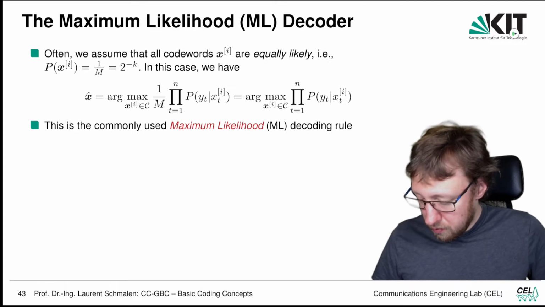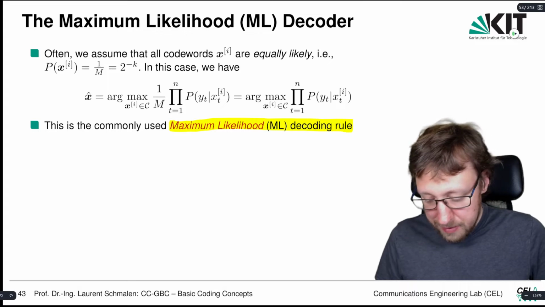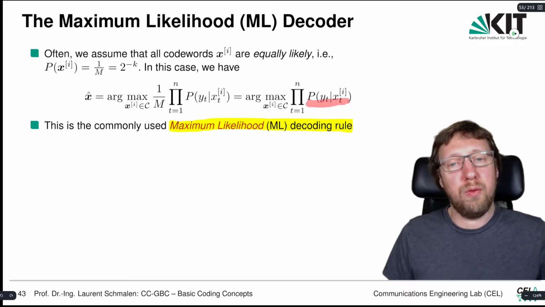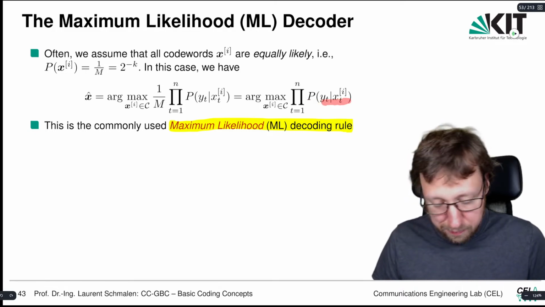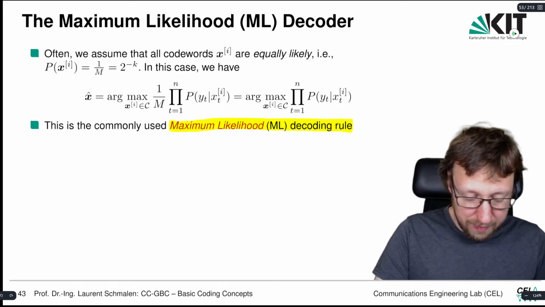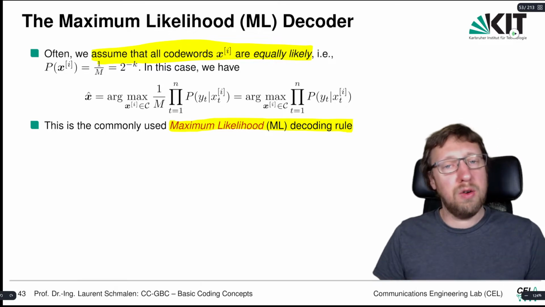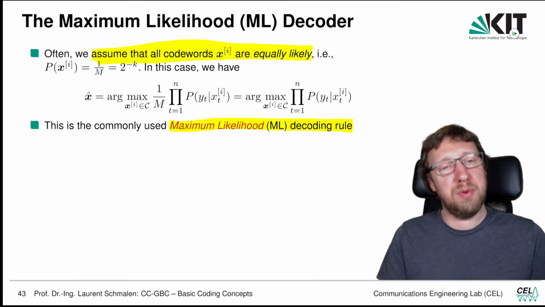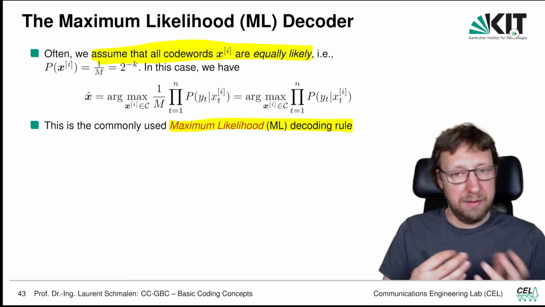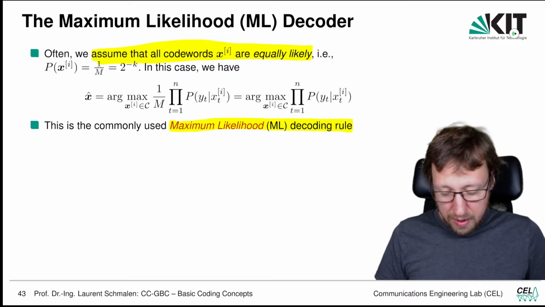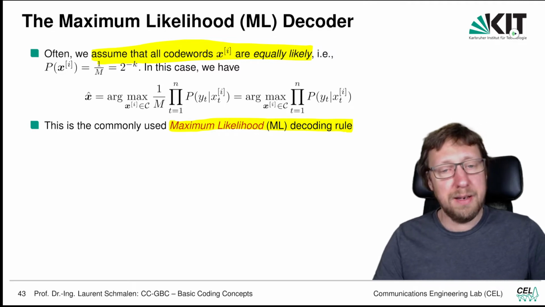So this is also what we call the maximum likelihood decoding rule, because this term is what we frequently call a likelihood. And the maximum likelihood decoding rule is based on the assumption that all the code words are equally likely. So if all the code words are equally likely, then the maximum a posteriori decoding rule becomes the maximum likelihood decoding rule. They are equivalent. So this is the maximum likelihood decoding rule. And how can we further simplify it?